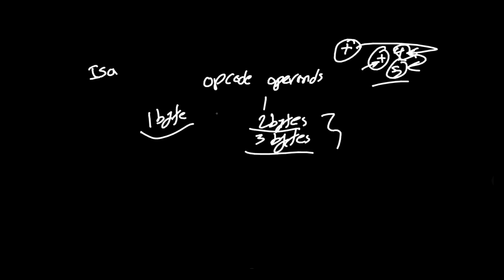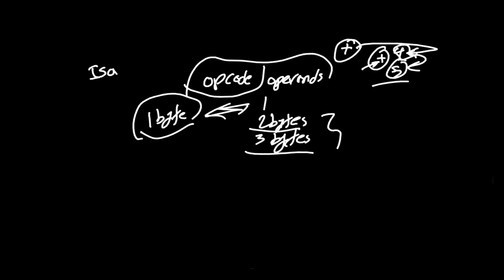But what about this? We know that the instruction format is both opcode and operands, and we say that the opcode length is always 1 byte. Does it mean that in these types of instructions, where the length is equal to 1 byte, we don't have operands? Well, no, actually, it's not true. In those kinds of instructions, the operands are implied.